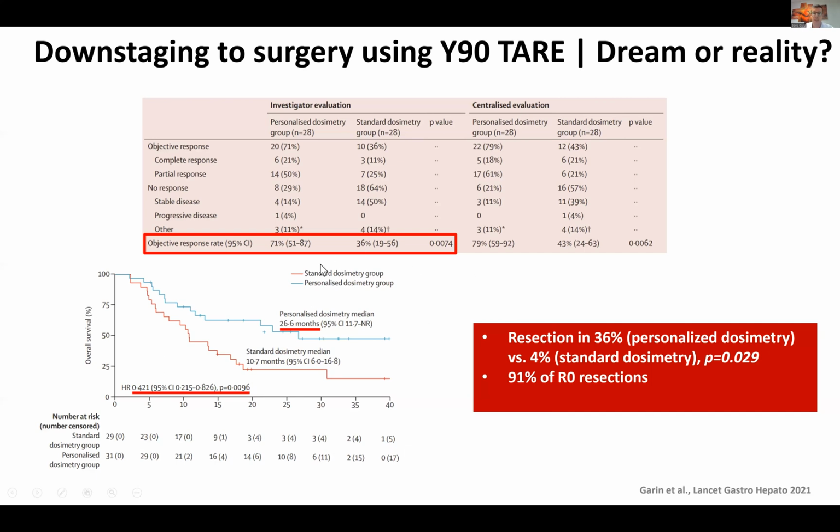In the trial published in Lancet Gastro, as discussed previously, we had a very large response rate and very long survival. But look at that: we could resect 36% of patients who were randomized in the personalized dosimetry arm, versus only 4% of those randomized in the standard dosimetry arm. Remember, the standard dosimetry is the dosimetry used for past phase 3 trials. And most of these resections were R0 resections.